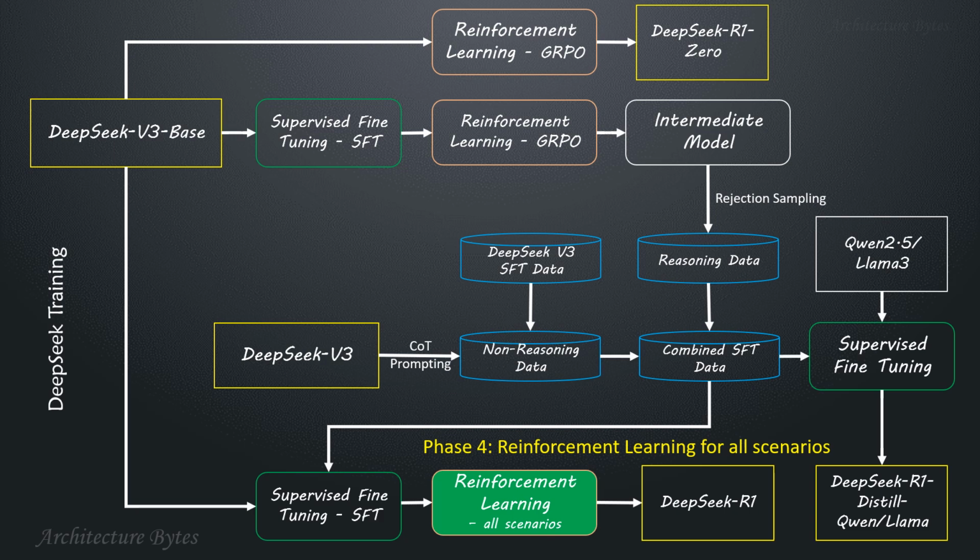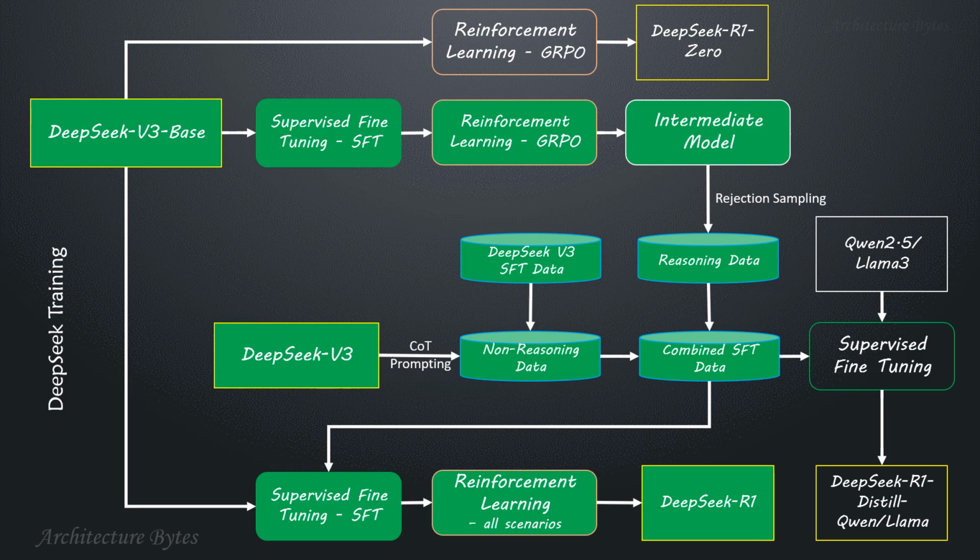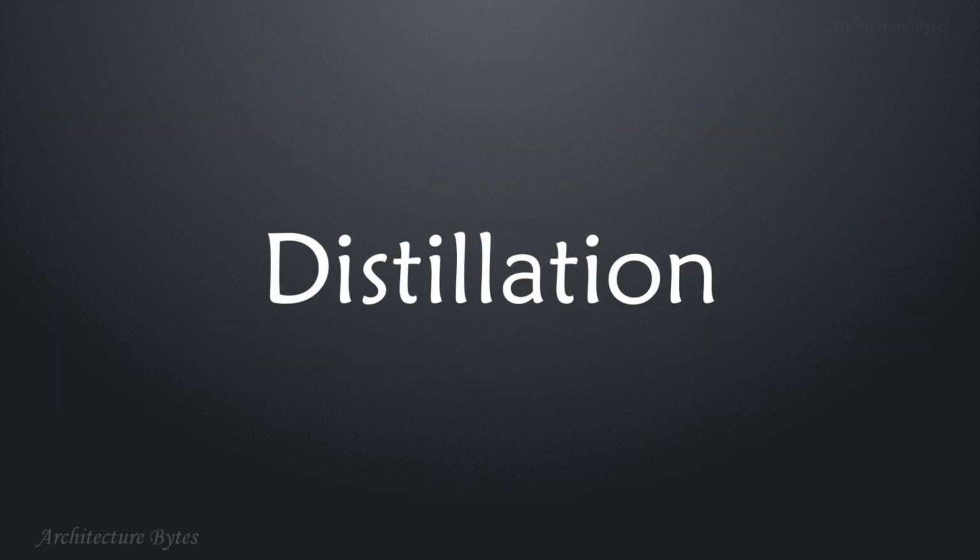This final phase 4, that is reinforcement learning for all scenarios, focuses on aligning the model with human preferences for safety and usefulness using a hybrid reward approach that combines rule-based rewards for reasoning with human preference aligned rewards for general tasks. And this is how we get DeepSeek R1. And its training workflow looks like this.